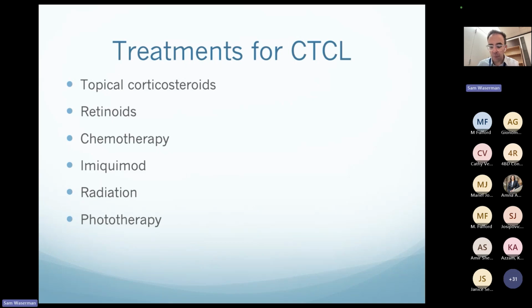So just to be brief, treatments for CTCL, and this is not a comprehensive list: topical corticosteroids, retinoids, chemotherapy, imiquimod, radiation therapy, phototherapy, photopheresis.